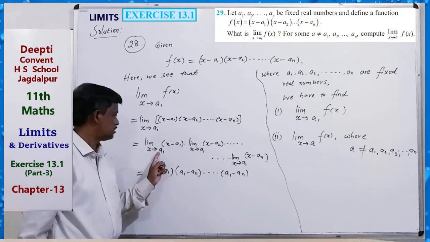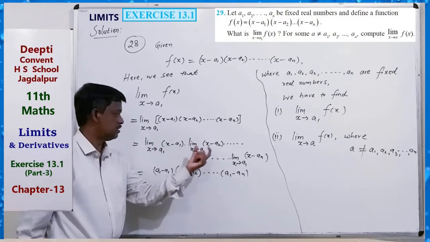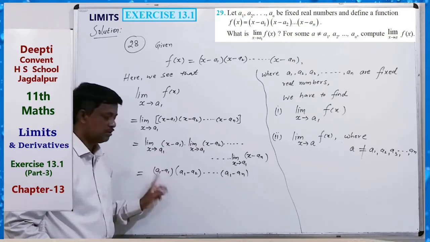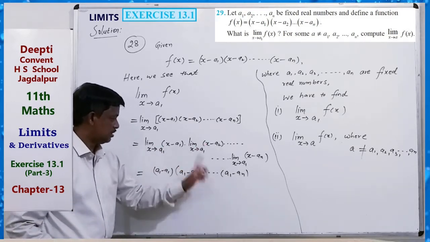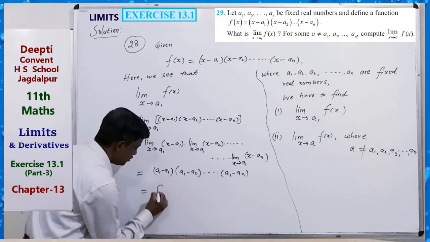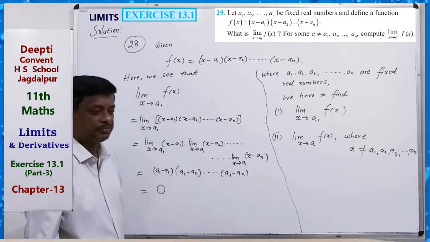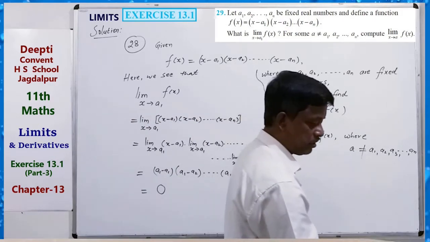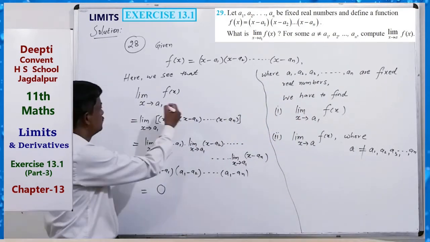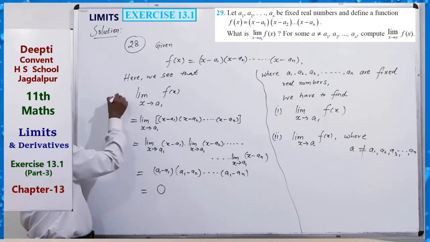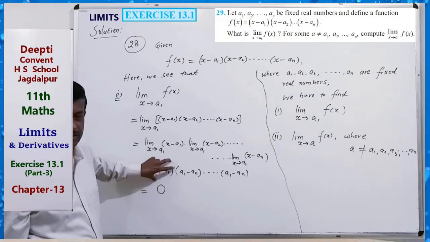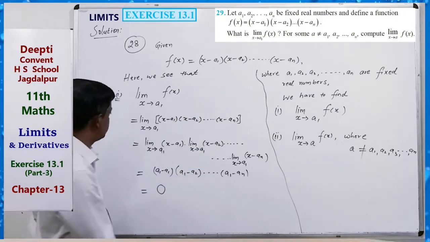Just put x equals a1 here. This limit, this limit, this limit we can find. So a1 minus a1, a1 minus a2 and so on. They are distinct numbers, so here we see a1 minus a1 equals 0. So this limit is 0. The first limit is 0 because a1 minus a1 is 0. So complete 0. 0 is the limit.